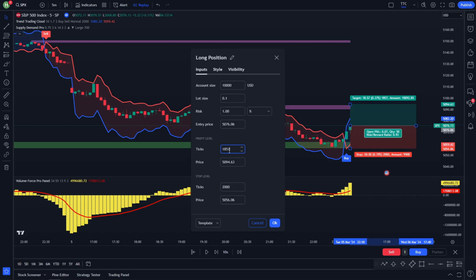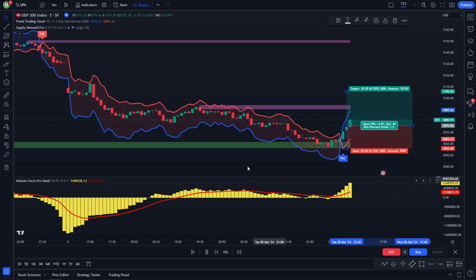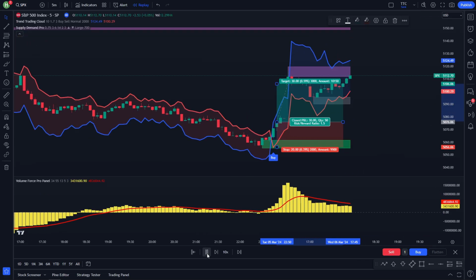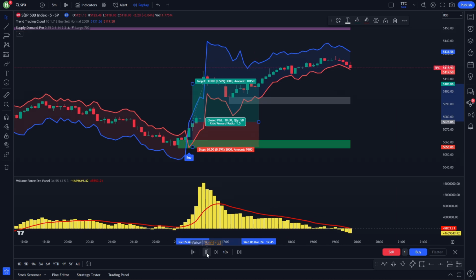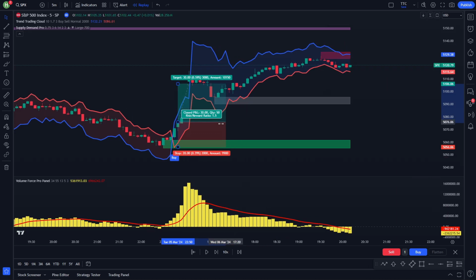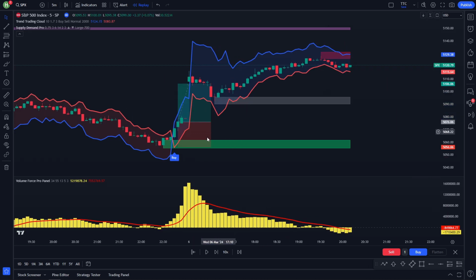In summary, the trend trading cloud represents a significant advancement in trend analysis. By combining visual simplicity and advanced algorithms, the indicator empowers traders with the precision and confidence needed to navigate today's dynamic markets. Whether you're a seasoned trader or just starting out, the Trend Trading Cloud offers a user-friendly yet powerful tool for enhancing any trading strategy.